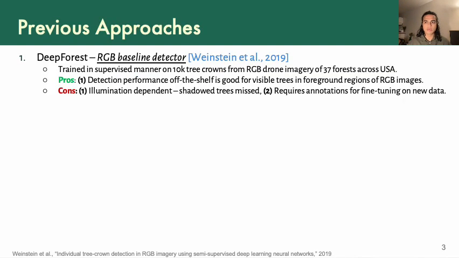The RGB-only baseline detector used in this work is Deep Forest, which is based on the single modality RetinaNet architecture, and it has been trained through fully supervised learning. As I just showed, its performance off the shelf is good for visible trees, but it misses a number of shadow trees and requires arduous manual annotation for further fine-tuning.